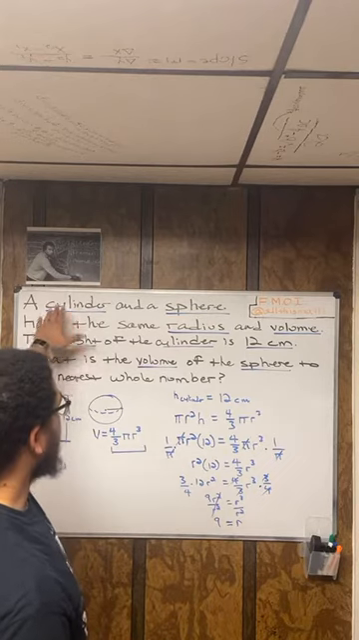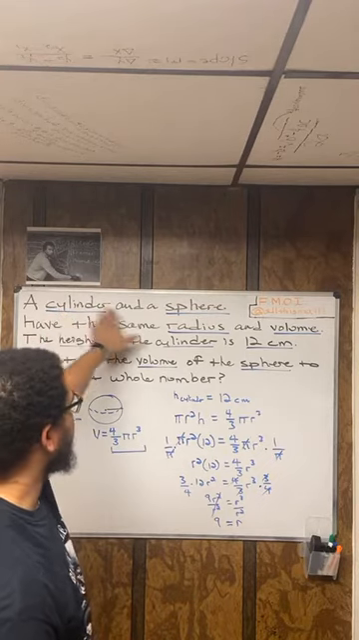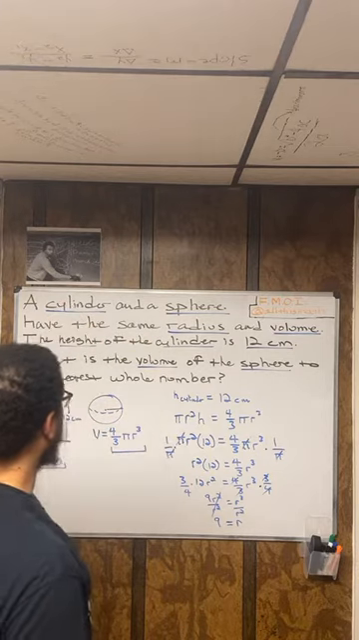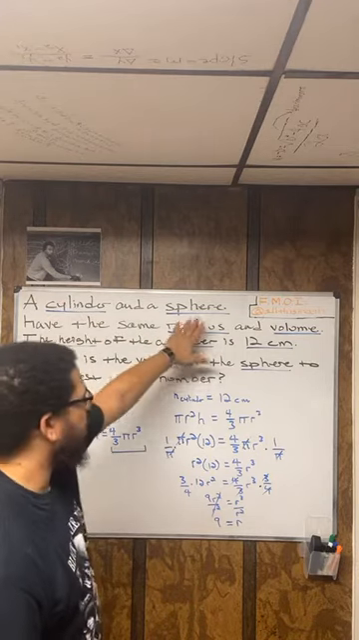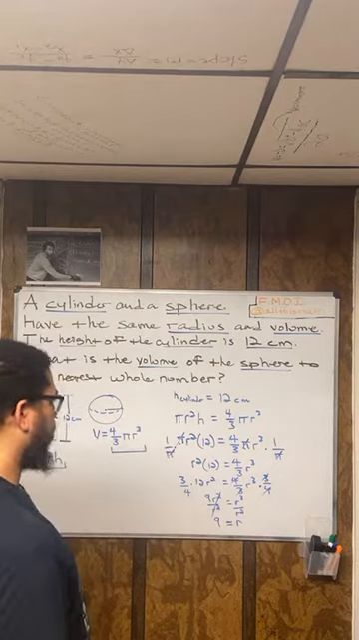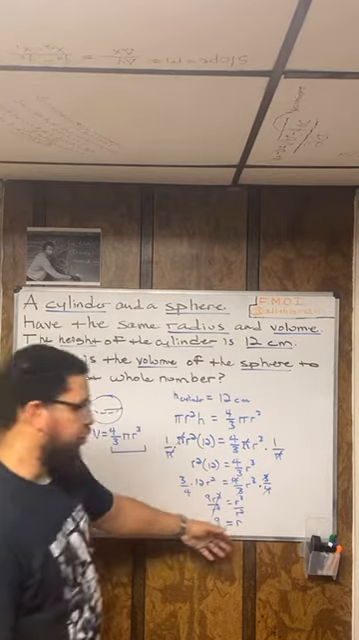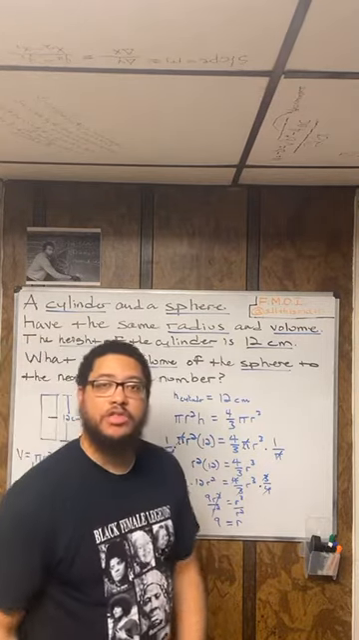Now, remember, in the beginning of this problem, it said a cylinder and a sphere. A cylinder and a sphere have the same radius and volume. So if I find a radius for one of them, I automatically found a radius for the other one.